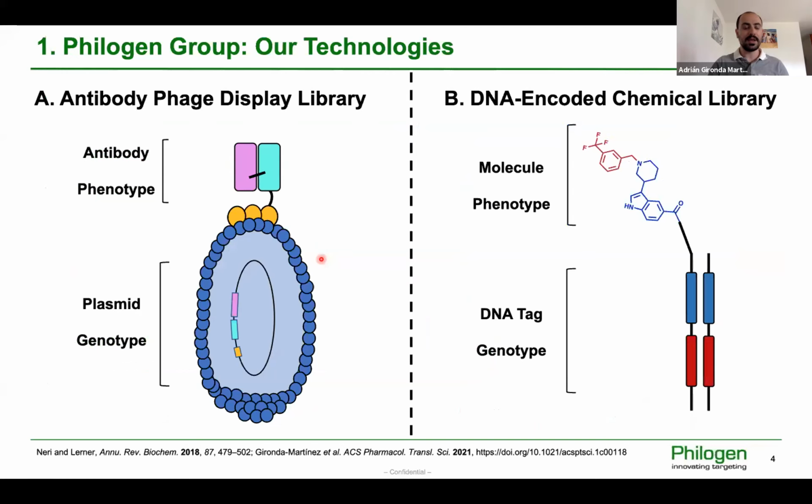So at Philochem again, we based our research activities on 2 main technologies: the discovery of antibodies using antibody phage display and the discovery of small molecules using DNA encoded libraries.